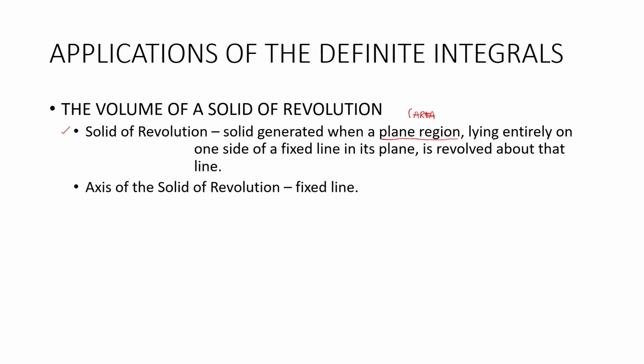Lying entirely on one side of a fixed line in its plane and is revolved about that line. Meaning the solid generated is revolved about a certain fixed line on the plane. So x and y plane, y and z plane, depending on what plane you are referring to. But for most of the problems that we're going to solve, our plane is in the x and y plane, or the rectangular coordinate system. The fixed line is also called the axis of the solid of revolution, or the axis of rotation in simpler terms.